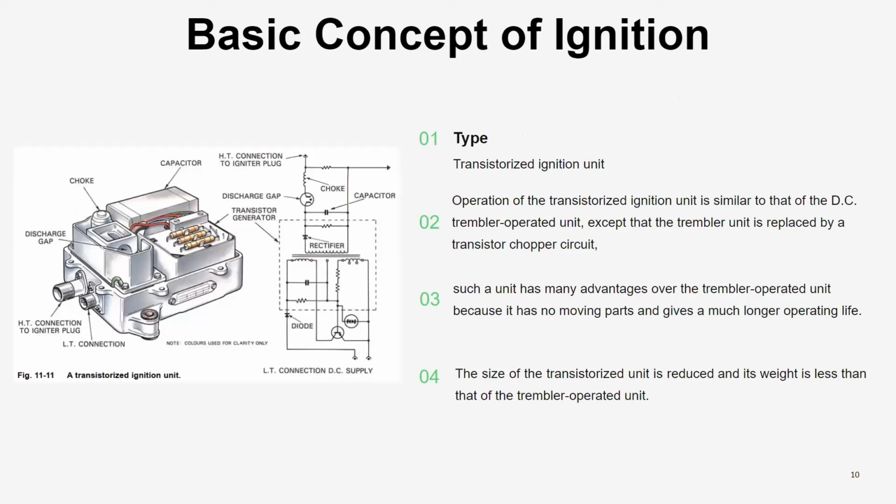There is another type, which is the transistorized ignition unit. The operation of the transistorized ignition unit is similar to that of the DC trembler operated unit, except the trembler unit is replaced by a transistor chopper circuit. Such a unit has many advantages over the trembler operated unit because it has no moving parts and gives a much longer operating life.